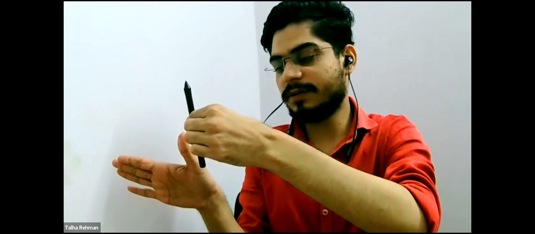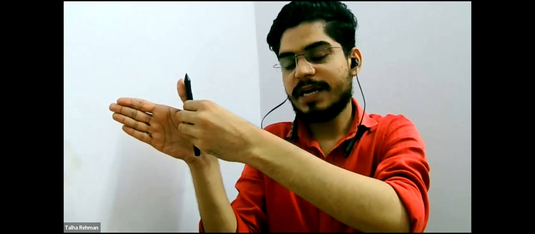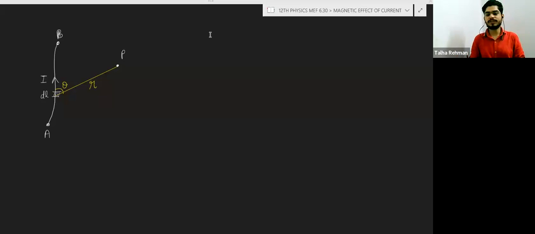So suppose I want to calculate the direction at this point. My thumb is in the direction of the current, and my finger is towards the point where I want to calculate the direction. Just curl the finger 90 degrees, and you will get the direction of the magnetic field. What is this direction? Direction is away from me, or you can say direction will be inwards. You can do it by yourself, please. Here the direction will be inward.